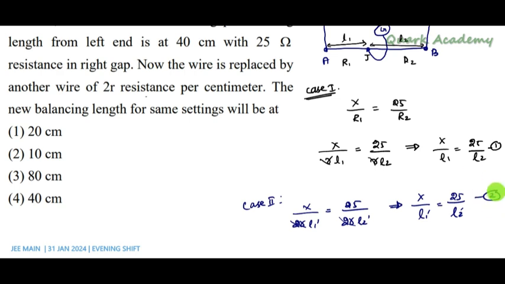This is the second equation. So if you look at first and second equation, then we can say that L1 dash should be equal to L1. This is the old balancing length, which is 40 centimeter. L1 is the old balancing length. L1 dash is the new balancing length. So from these two equations, we can say that both of them need to be the same. So which means the new balancing length is also equal to 40 centimeter.